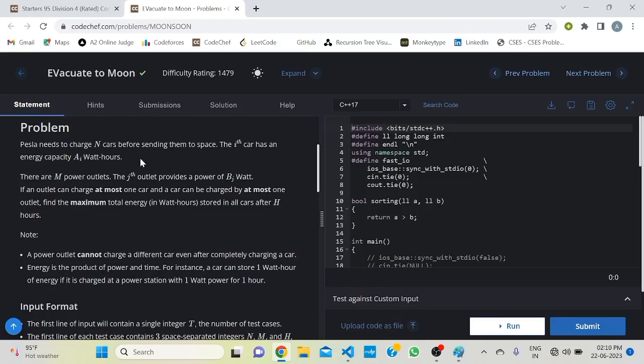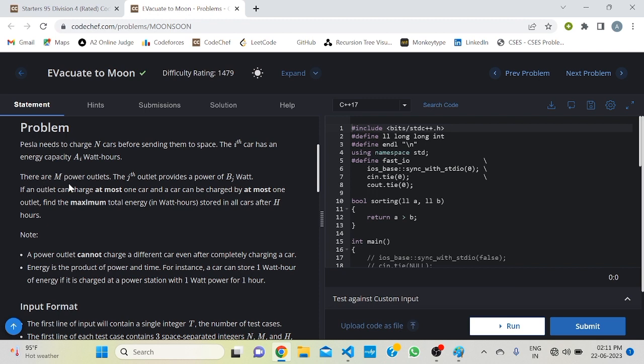So today we are going to solve Starters 95 Division 4 fifth problem, that is Evacuate to Moon. So the problem is given that Tesla needs to charge n cars before sending them to space. The ith car has an energy capacity of a_i watt hours. So there are total n cars and each car has energy capacity of a_i.